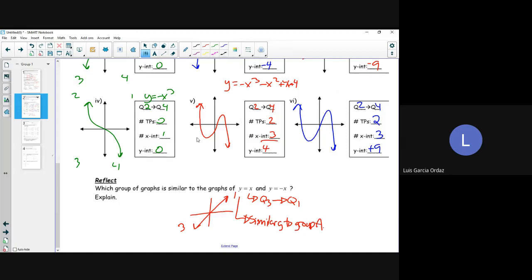And y is equal to negative x is similar to what group? B, because you go from Q2 to Q4, which means it's similar to group B.